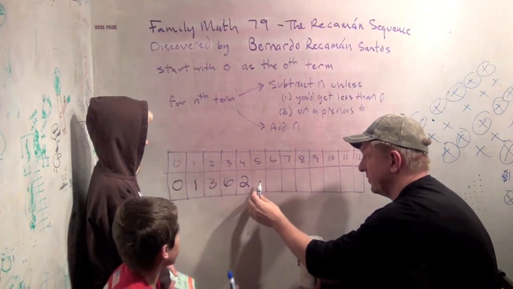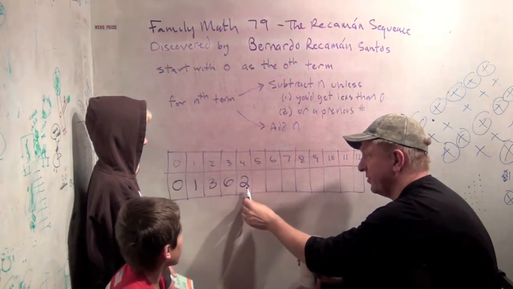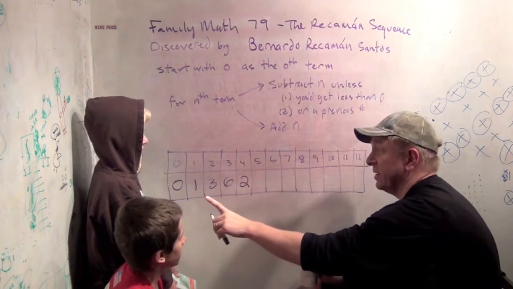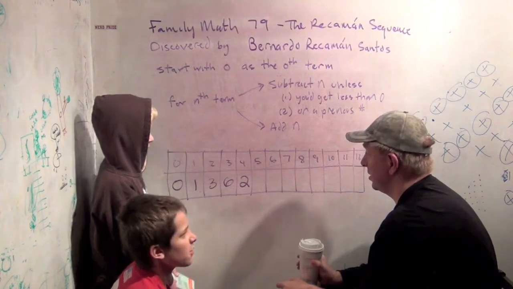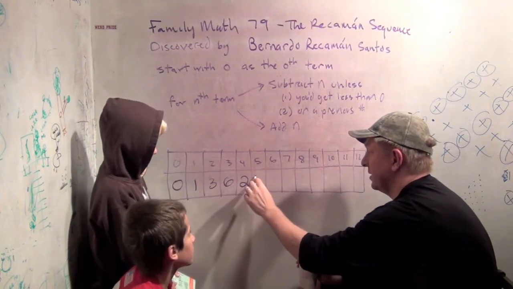Now 5. Can we subtract 5 from 2? No. What would we get if we did? 2 minus 5 is minus 3. Does that work? No, we have to add it. And we get 7.